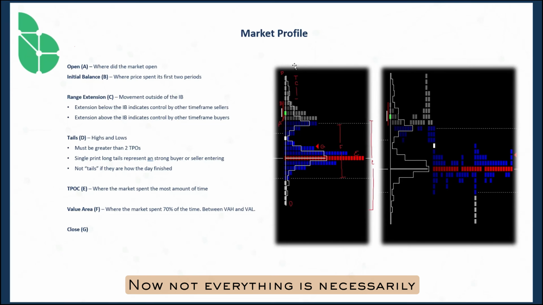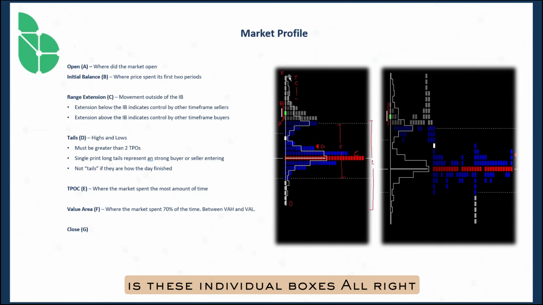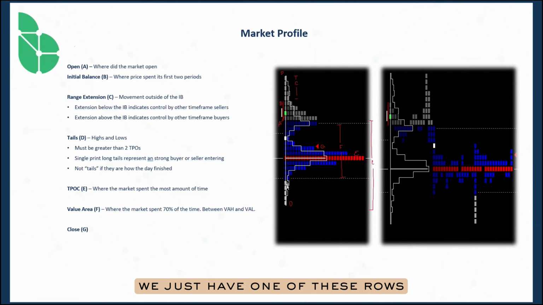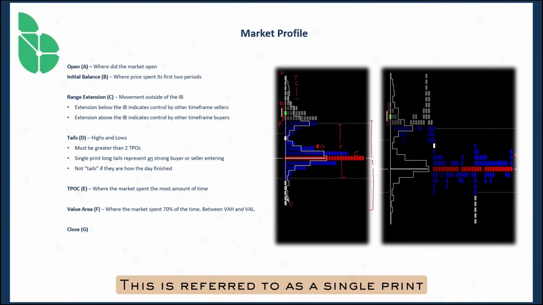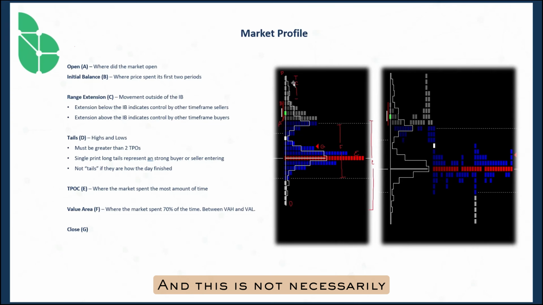Now, not everything is necessarily a tail, quote unquote. A tail should be greater than 2 time price opportunities. Must be greater than 2 time price opportunities. So what we're looking at is these individual boxes. Essentially, when we just have one of these rows, this is referred to as a single print. And this is not necessarily the same single print that we'll refer to if we're talking about a single print within a structure.